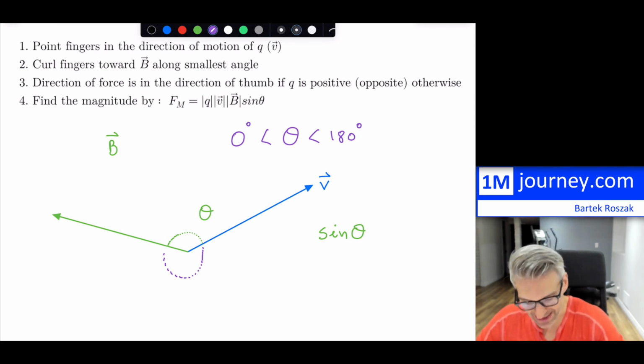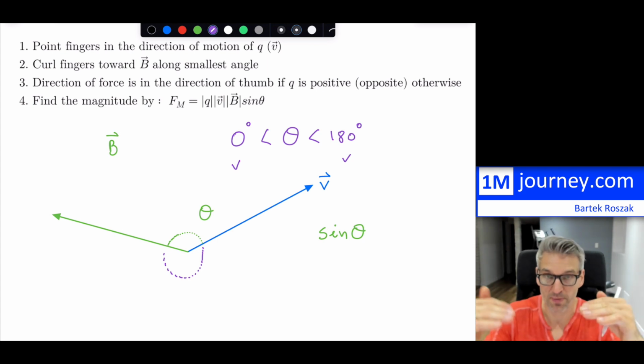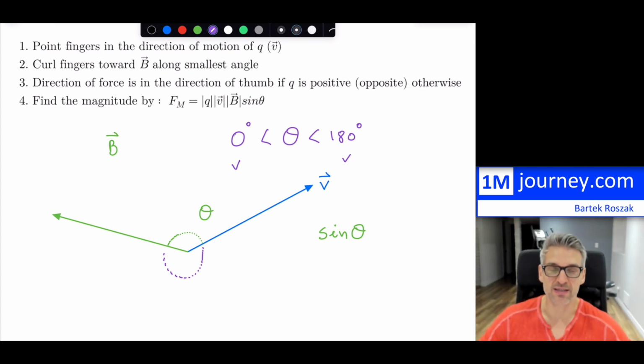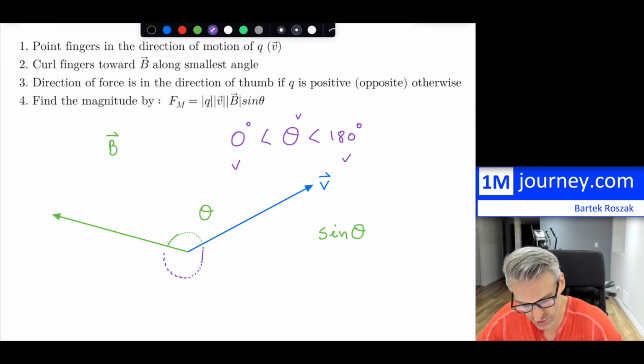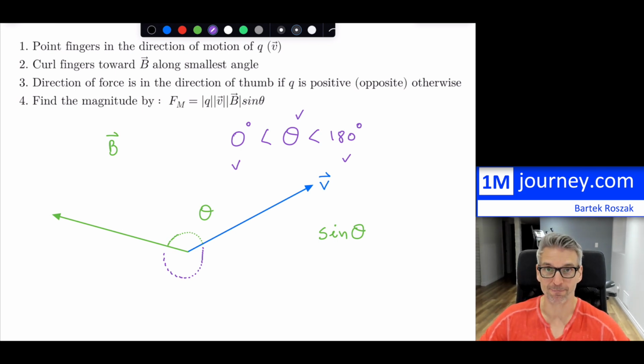And notice that sine of 0 and sine of 180, so if the vectors are parallel, then sine of the angle is 0. So there is no force present on a charge, even if it is moving, if it's moving exactly in the same direction or in the opposite direction, so parallel to the magnetic field itself. So that is a note on angles for you.